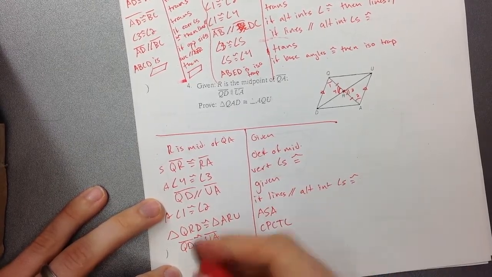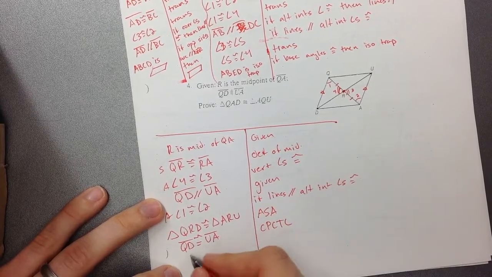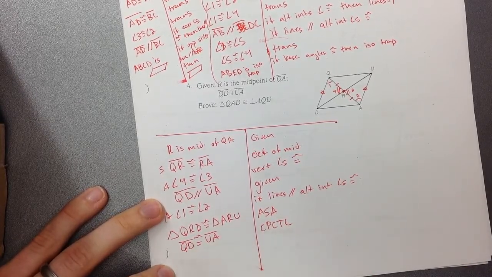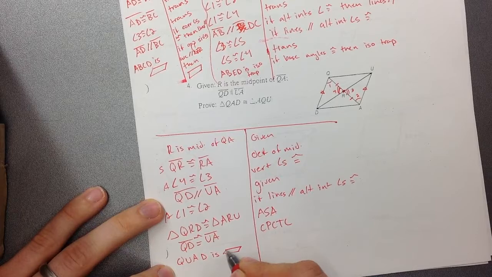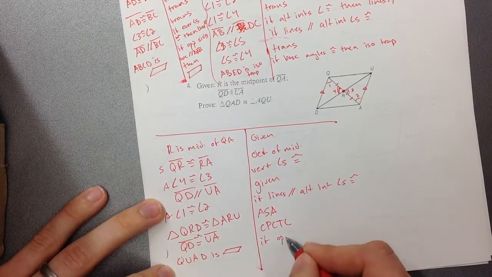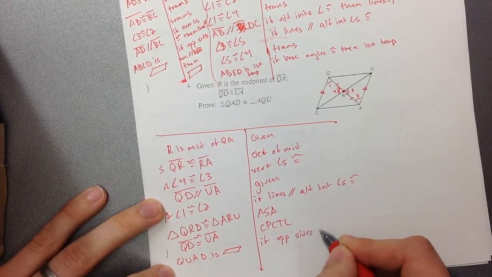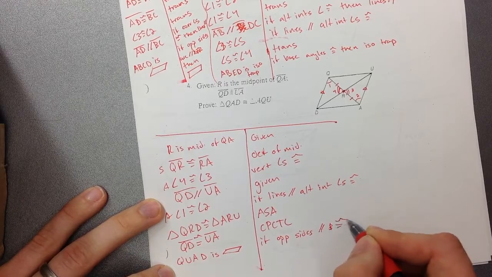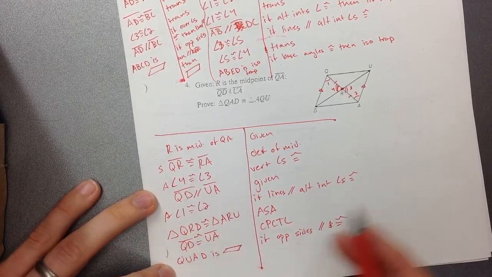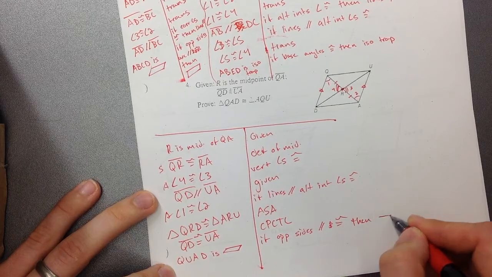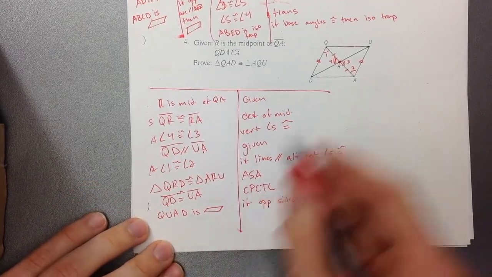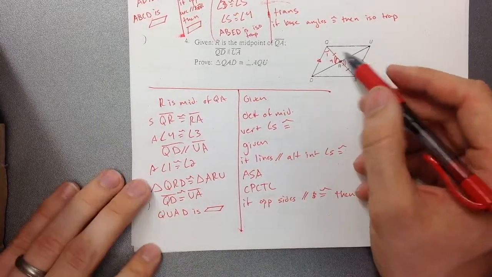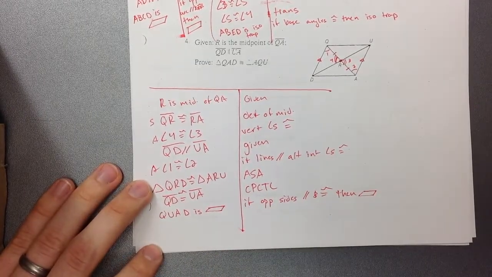And at this point, I'm going to call it a parallelogram. So QUAD is a parallelogram if opposite sides parallel and congruent. Here's where they're parallel, here's where they're congruent, then it's a parallelogram. And then my final one on this one is going to be grabbing all those sides that I need for the triangles to be congruent.